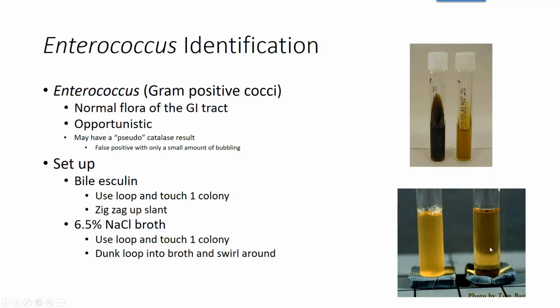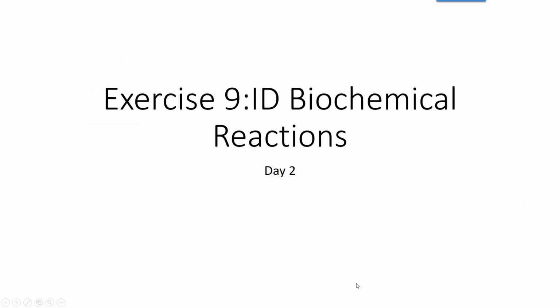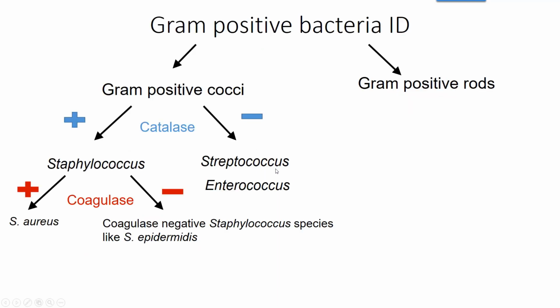It's 24 hours later. Again, we're using these two tubes to tell us that it's enterococcus, and so we're going to see positive enterococcus bacteria. If these tests would show up as negative, we know it would be a streptococcus bacteria.